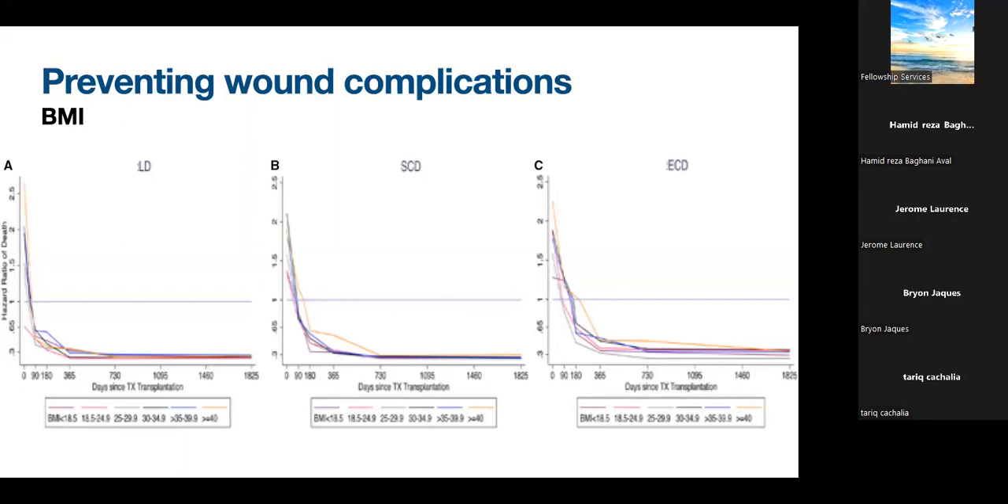This is just a little summary showing that even in patients with high BMIs, there is improvement with a transplant. You can see the curves are slightly different for the higher BMI patients, but overall they still benefit from transplantation. So it's not that they should be excluded, but maybe things need to be optimized to improve their outcomes.